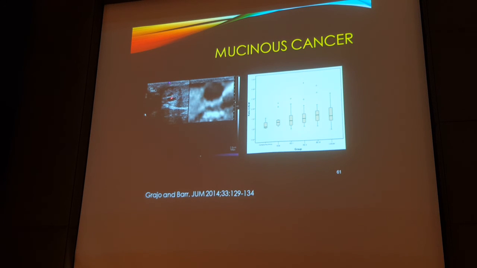This is a mucinous cancer. It has a ratio of 1. I show this for a couple reasons. Number one, it's not that obvious on B mode image, but it's very obvious on elastography. So that's not an uncommon problem.